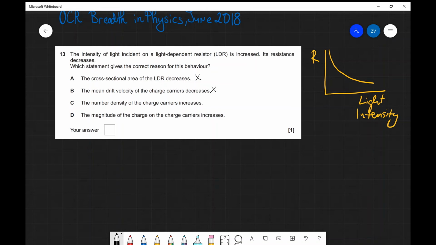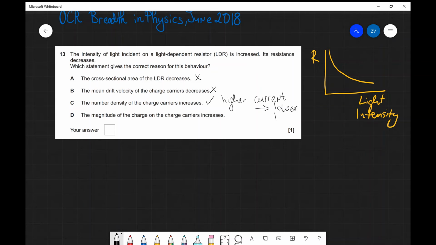C, the number density of the charge carriers increases. This is actually the correct answer. It's very, very interesting, but what is actually happening is that light is freeing up more of these charge carriers, and if there are more charge carriers, that means that there is higher current, and if there's higher current, well, that means that there's going to be lower resistance.